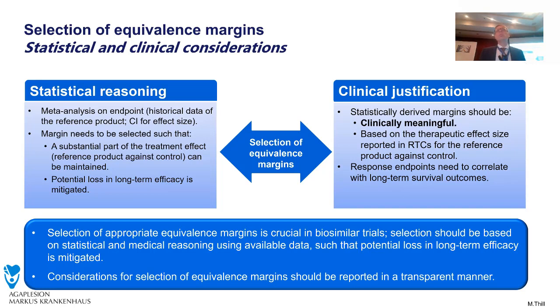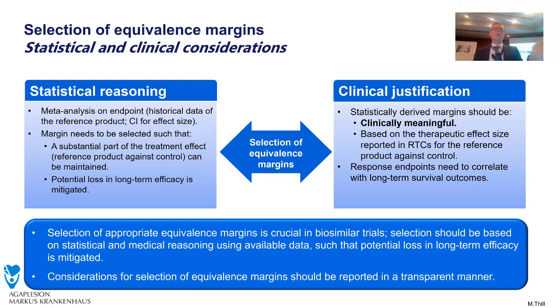Of course, we have to take some statistical and clinical considerations into account. For statistical reasoning, we have to define the margins quite carefully. Margins have to be selected such that a substantial part of the treatment effect can be maintained and potential loss in long-term efficacy is mitigated, and the clinical justification has to be clinically meaningful. Response endpoints need to correlate with the long-term survival outcomes, and this has to be done later on because the follow-up of these studies done in the metastatic setting or neoadjuvant setting, so these are the studies we have at the moment, they don't have a longer follow-up.